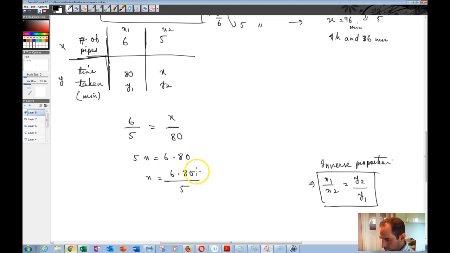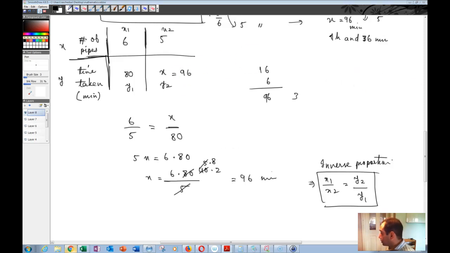And so this is 40 times 2, and this is 5 times 8. So you'll end up with 16 times 6. 8 times 2 is equal to 16, times 6 is equal to 96 minutes. And here x is equal to 96 minutes for 5 pipes. Okay, so that's basically what this whole thing is about.